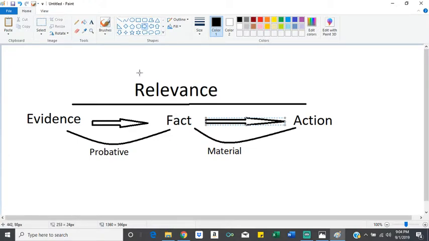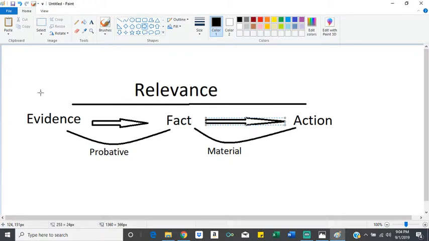So here we have our evidence, and let's say that the evidence is the testimony of a gentleman who works at an auto body shop stating that the defendant came in and asked for their car to be painted white, and then they painted the car white. So the fact we're trying to prove is that the defendant had a white car, right? So is it probative? Your first part A, yes, it's probative.